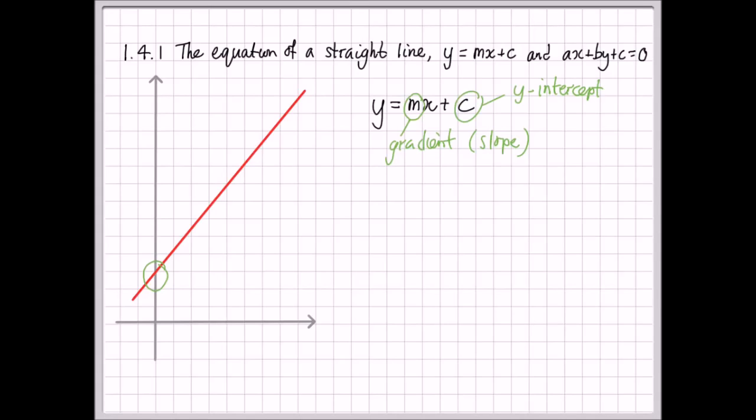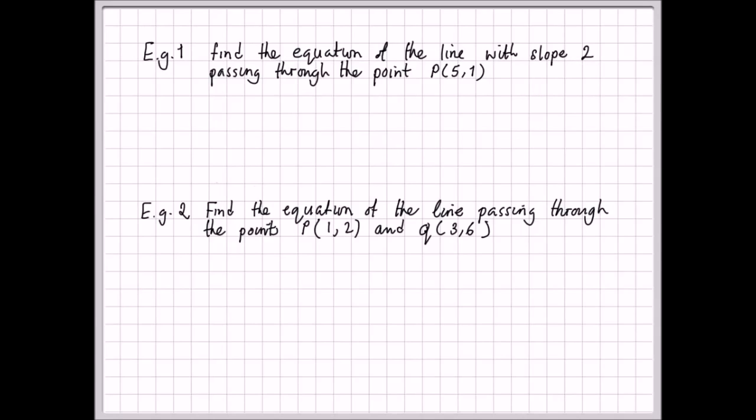However, in the other representation, ax plus by plus c is equal to 0, that visualization process is not so easy. However, this form is useful when we want to solve simultaneous equations. Alright, let's have a look at a couple of examples. In both of these examples, we'll use the form y equals mx plus c.